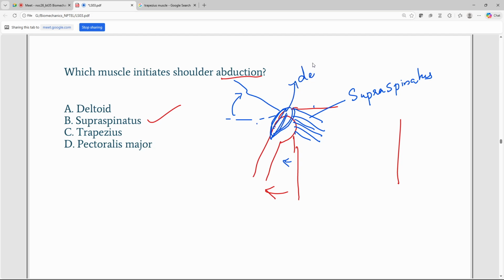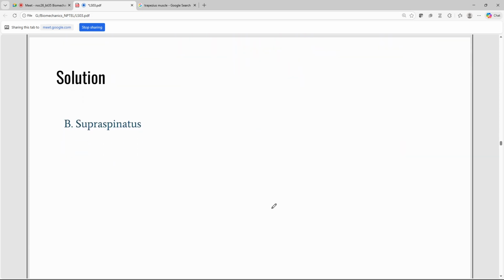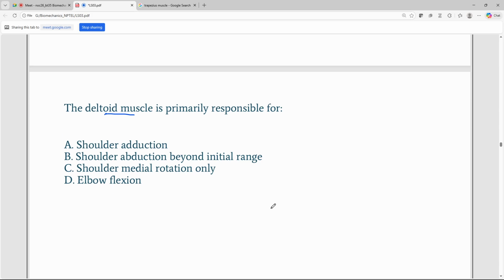The deltoid muscle does not initiate, but it supports after the initial abduction movements. So option B is the answer: shoulder abduction beyond initial range.